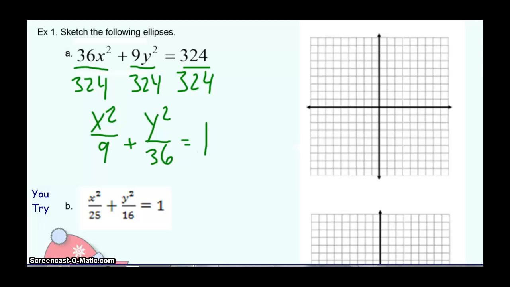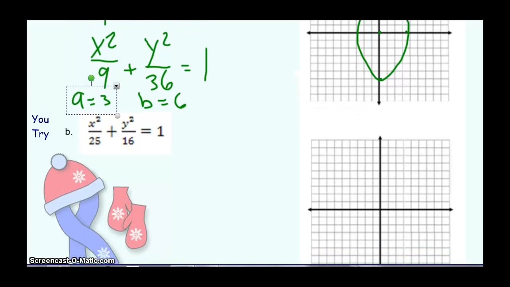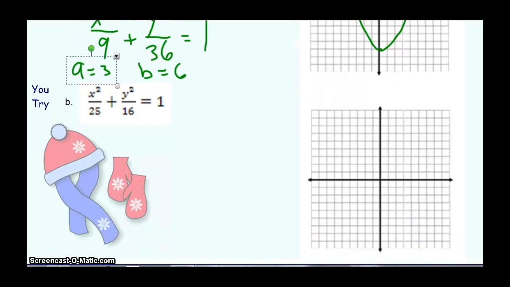Obviously my center is going to be 0, 0, because I don't have a number with the x and the y. Then my a and my b are the square roots, so a is going to be 3, and b is going to be 6. From the center, I go over 3 right and 3 left, because when it's under the x, you go left and right. The 6 is under the y, so I go up and down. Then we connect it, and there's my ellipse. Letter b is already kind of done for you. You just have to sketch it, so try to sketch letter b.